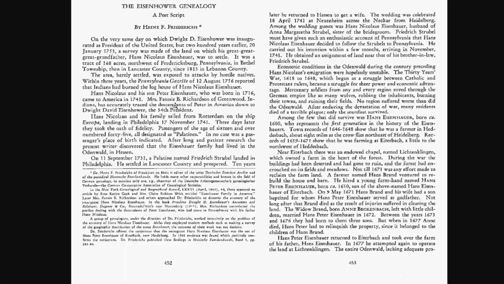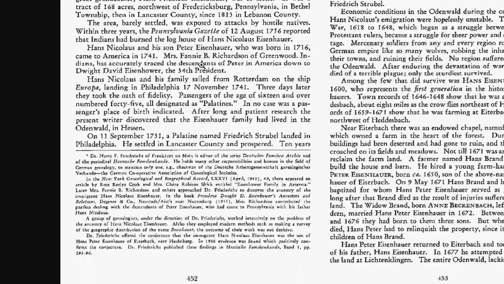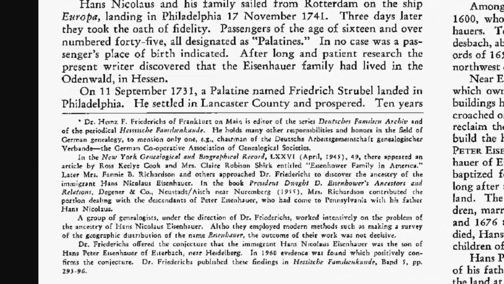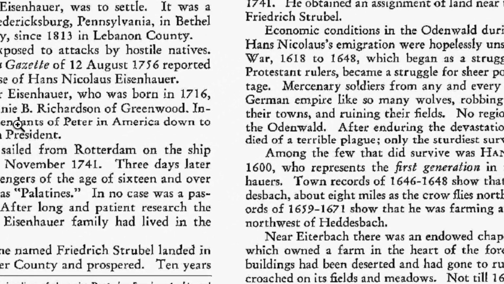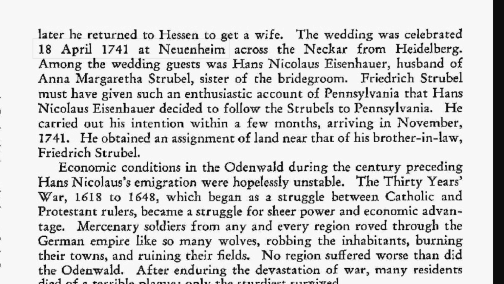Now, before Eisenhower had immigrated to America, the Struble family had immigrated first. Andreas's brother Friedrich had landed in Philadelphia back in 1731, and later he would go to Hessen to find a wife. And it was at this wedding, which was on April 18, 1741, in Neunheim across the Neckar from Heidelberg, that Hans Nicholas Eisenhower, who was the husband of Anna Margaretha Struble, Friedrich's sister, was in attendance. Friedrich gave such an enthusiastic account of Pennsylvania that Hans Nicholas Eisenhower decided to follow the Strubles to Pennsylvania. So had it not been for Friedrich Struble, Mr. Beat's great-great-great-great-great-great uncle, the Eisenhowers, specifically Hans Nicholas Eisenhower, would not have come to the US.